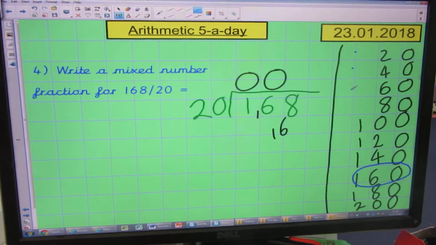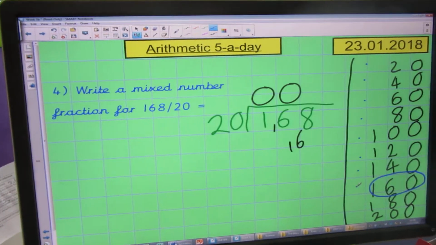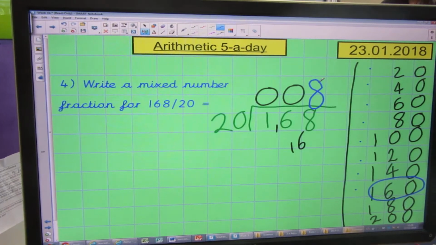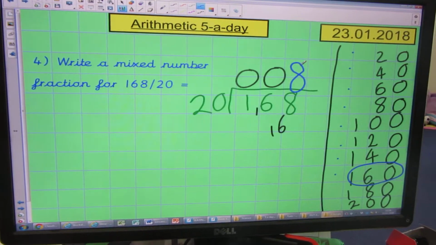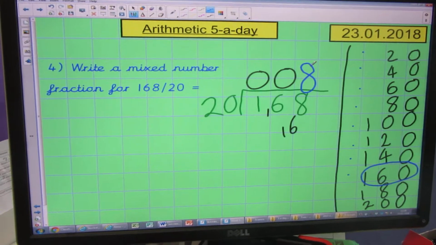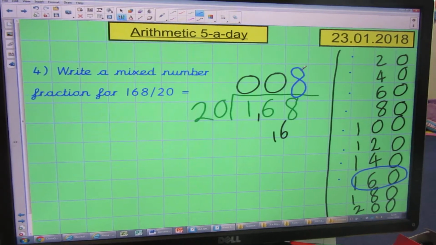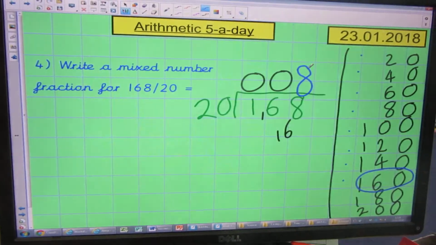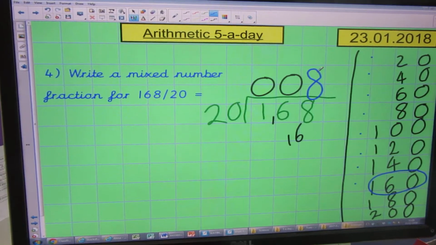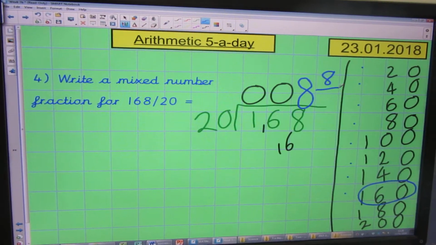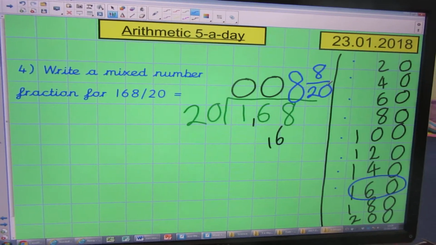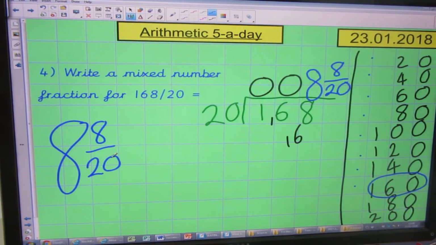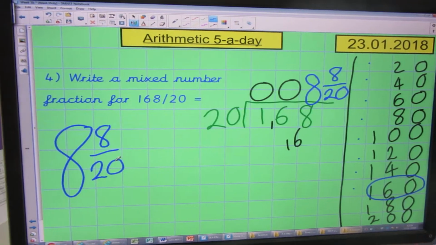1, 2, 3, 4, 5, 6, 7, 8. So that's 8 wholes. What's my remainder? So I've got to 160. I needed 168. What's my remainder? Eve? Remainder 8. Fantastic. I could write that remainder 8. Who can give me it as a fractional remainder? Because that's what we need for this one. 8 20ths. Fantastic. So we've got 8 wholes and 8 20ths. Amazing. Well done.